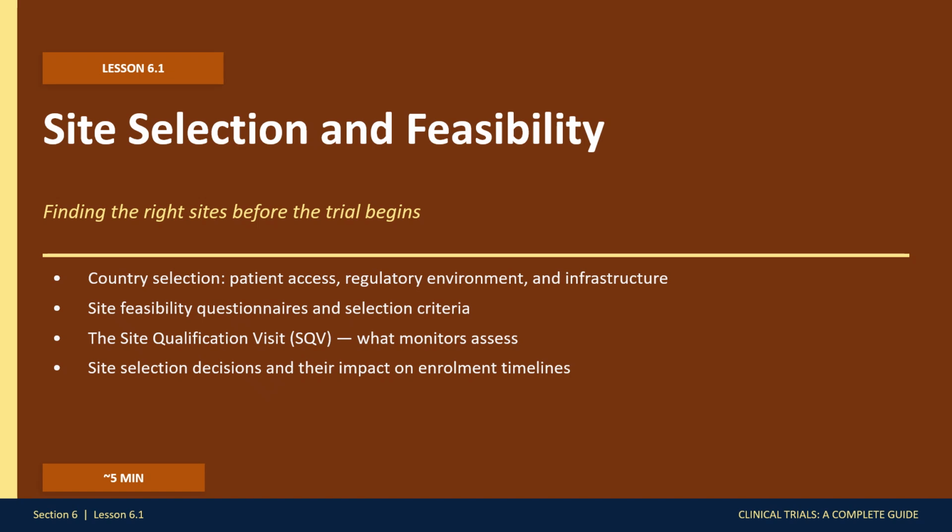The single most important operational decision in a clinical trial is which sites to select. Select well, and enrollment is smooth, data quality is high, and startup timelines are met. Select poorly, and no amount of monitoring or intervention can fully recover. In this lesson, we examine how sponsors identify, assess, and select investigative sites.